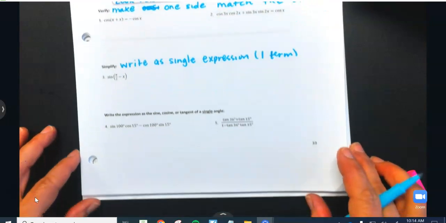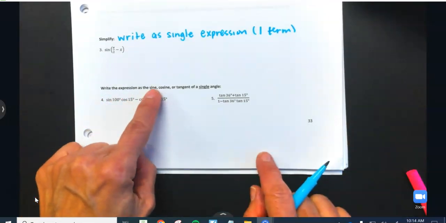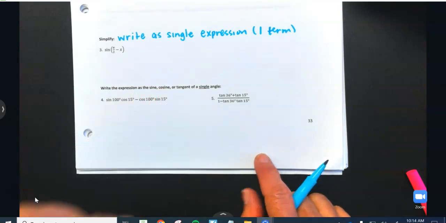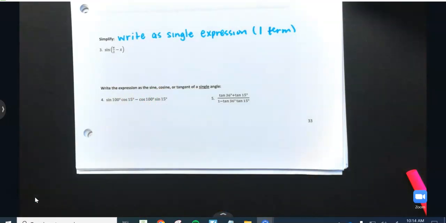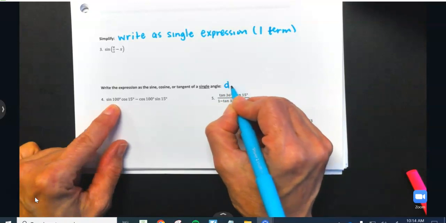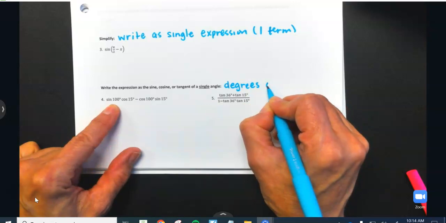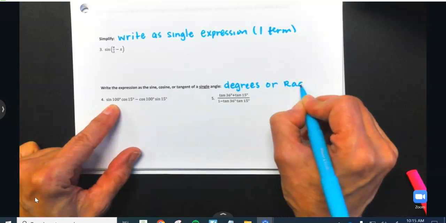Let's look at this down here. Numbers 4 and 5: write the expression as the sine, cosine, or tangent of a single angle. How are angles measured, y'all? What's the two ways you can measure an angle? Radians and what else? Yes. So your answer, if it starts in radians, it stays in radians. If it starts in degrees, it stays in degrees. Degrees or radians only.